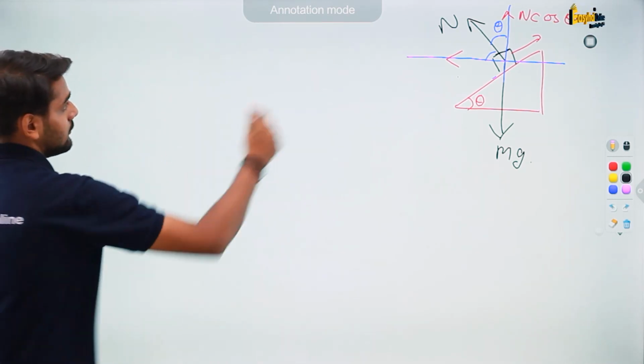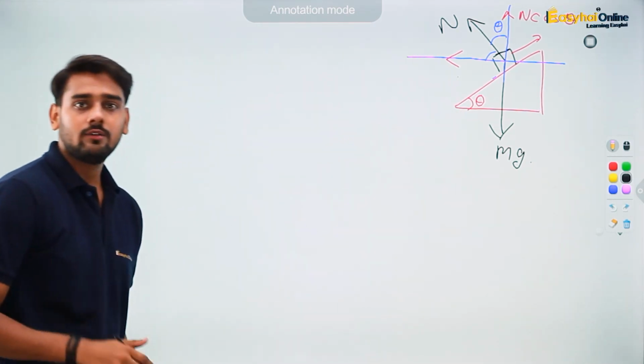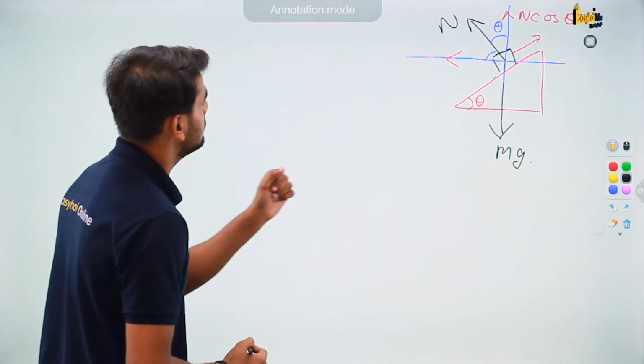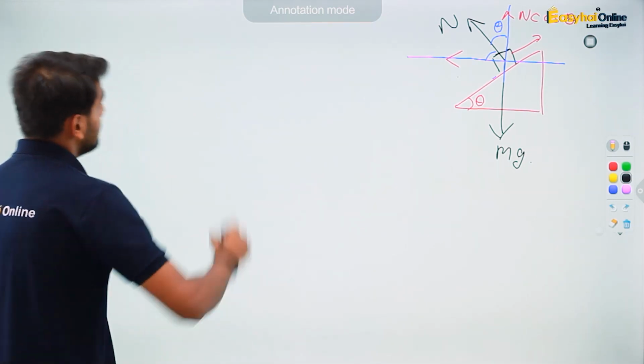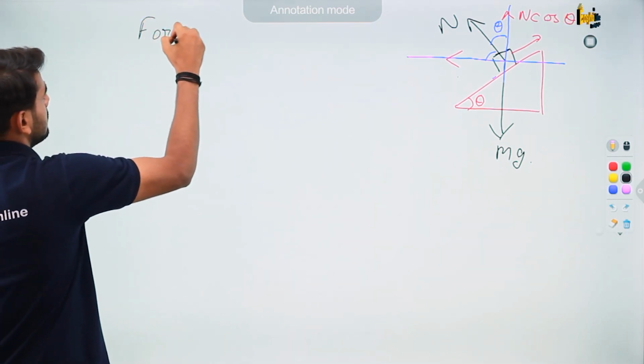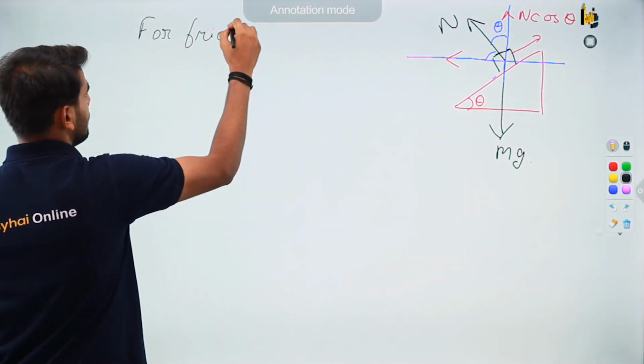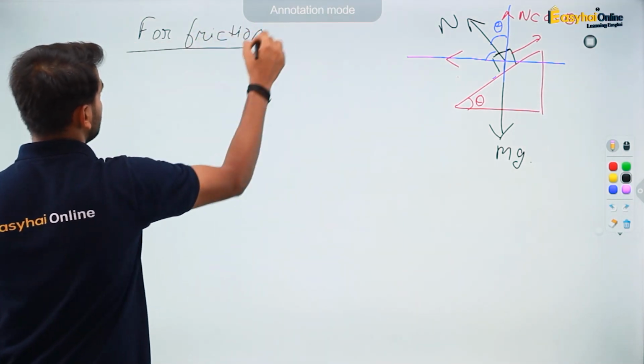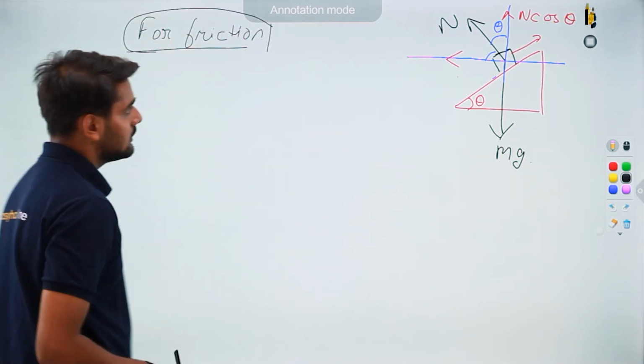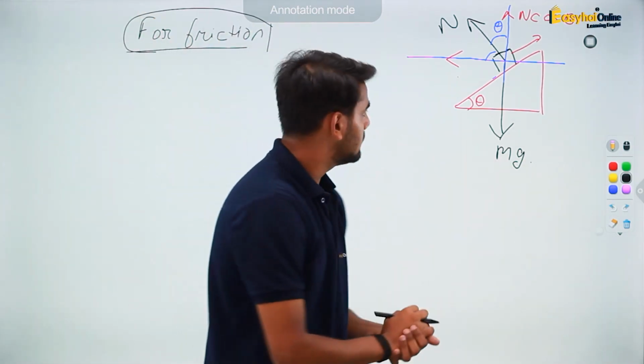So now we are going to do the same derivation for a banked road on which a car is moving, and in this case there is friction. So this is for the case in which there is friction between the road as well as the car's tires.